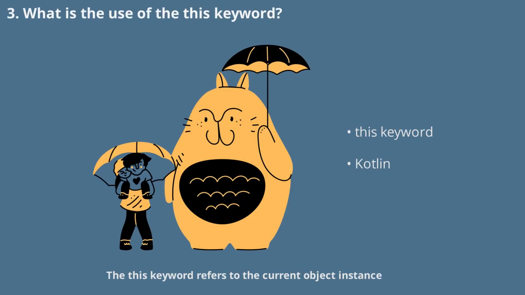This keyword refers to the current object instance inside a class method or scope function like apply, run, or with. If you have nested scopes, this always refers to the innermost scope unless you use a qualified label. This helps avoid confusion and makes your code more explicit, especially in complex scenarios.